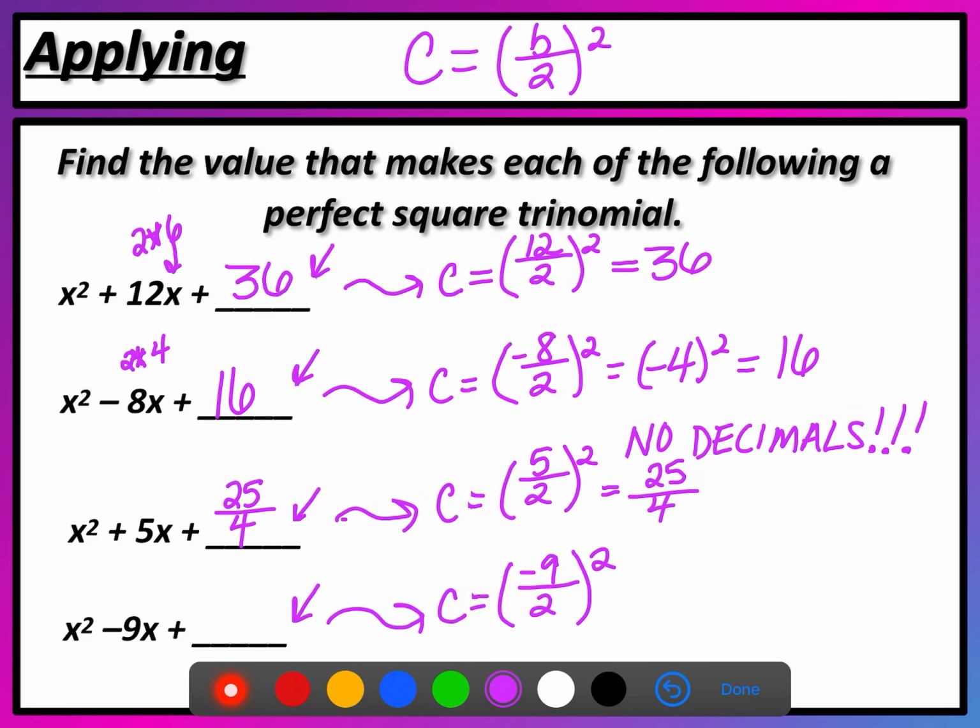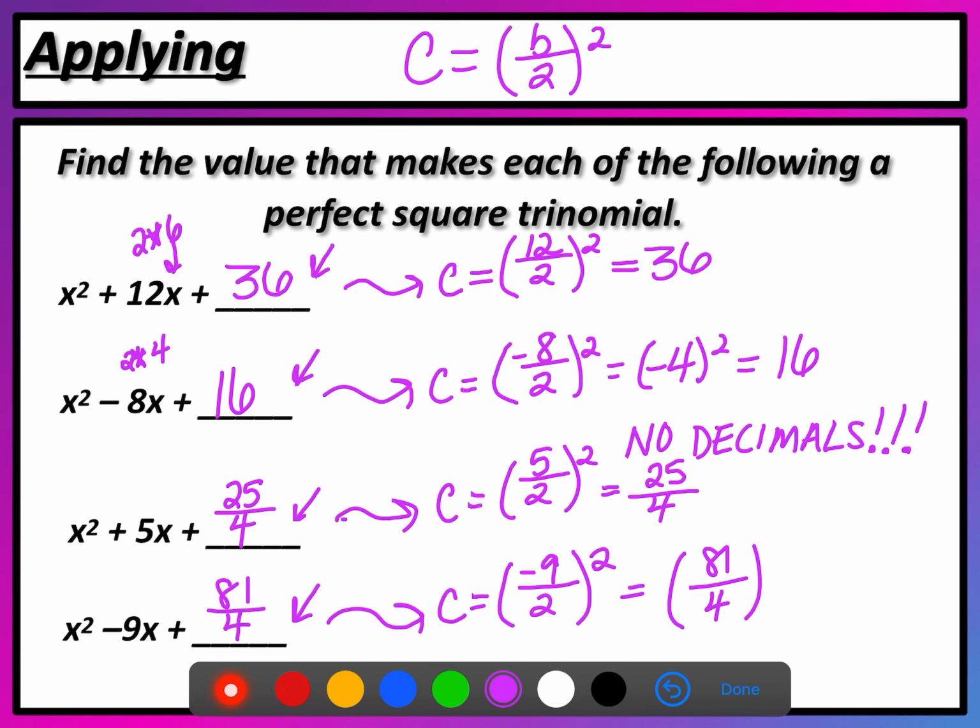Okay, and this very last one. So b over 2, negative 9 over 2 squared. Well, that does not divide. So negative 9 squared is 81. 2 squared is 4. That's your c value, and that makes this a perfect square trinomial.